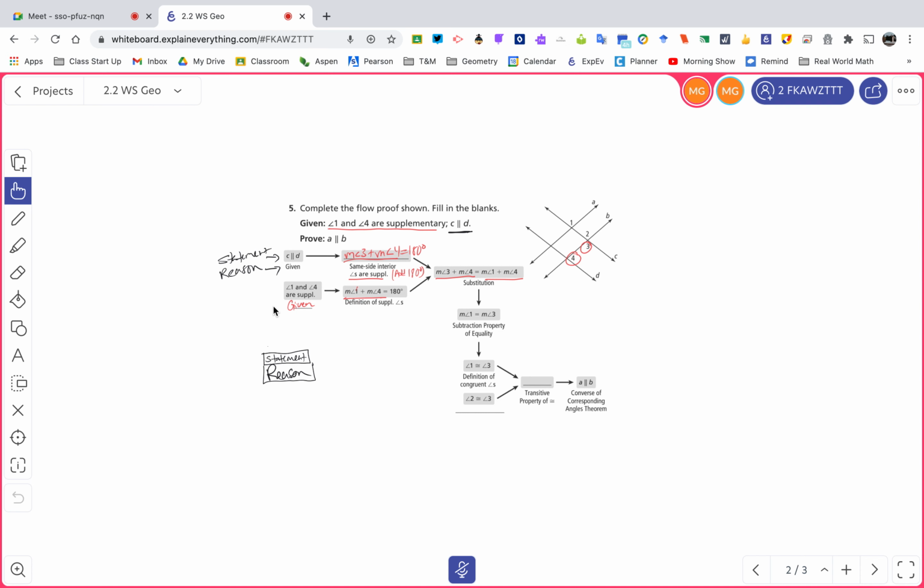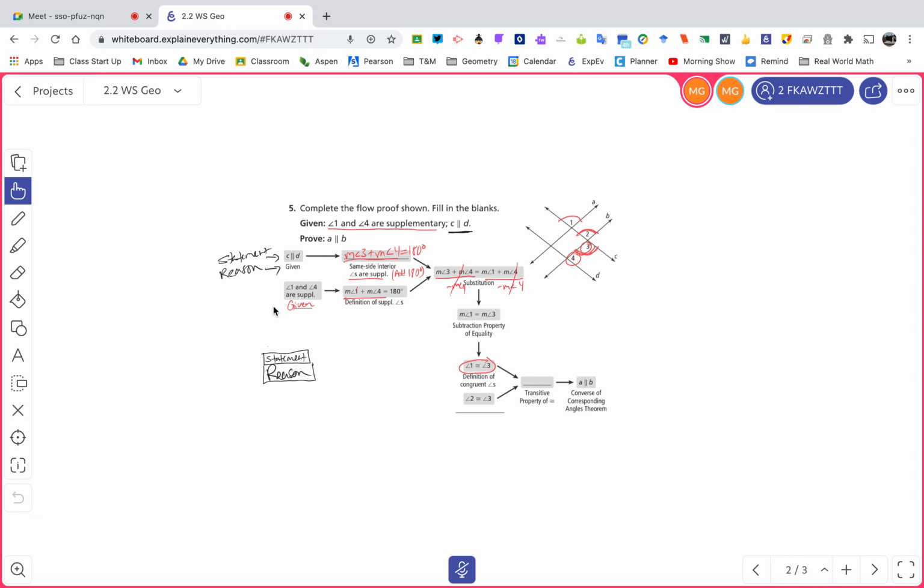Then they used the subtraction property of equality, so they subtracted measure of angle 4 from both sides, and it cancels out, or zeroes out, and it just becomes measure of angle 1 is equal to measure of angle 3. Now, if we know their measures are equal, that means they are congruent. So, right, definition of congruent angles tells us angle 1 and angle 3 are congruent.